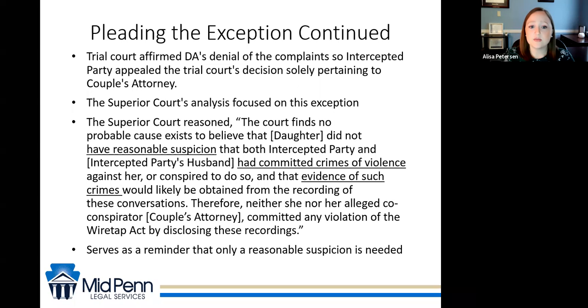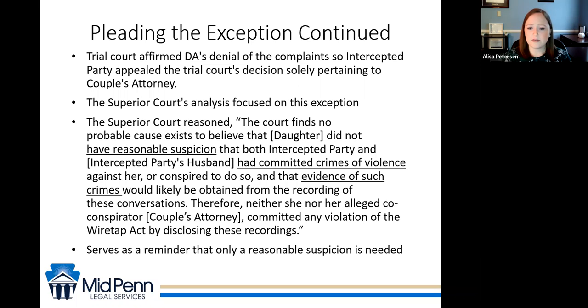In their analysis, the Superior Court focused on this exception. They reasoned that the court finds no probable cause exists to believe that daughter did not have reasonable suspicion that both the intercepted party and her husband had committed crimes of violence against her or conspired to do so, and the evidence of such crimes would likely be obtained from the recording of these conversations.